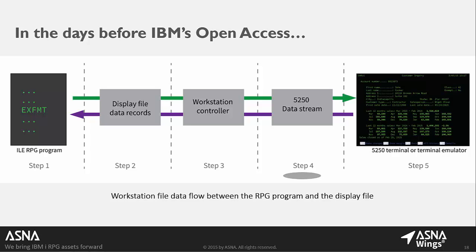At this point, the IBM i operating system directs the workstation file data to the workstation controller, which then emits that display data as a 5250 data stream. That 5250 data stream is then sent to a 5250 terminal or a terminal emulator for display. When the operator presses the Enter key or a function key, the data is sent back on the same path. So that's the way things used to be. Let's take a look at the way they work with Wings.